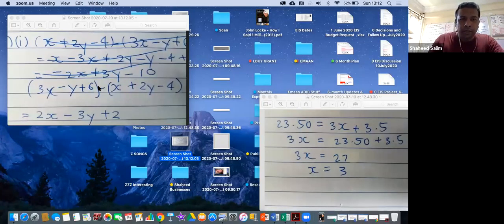Now, look down here on the screen. You see down here there's a minus. Minus and plus, you get minus. 3x minus x is 2x, correct. Then minus times plus, you get minus. Minus y, minus 2y, minus 3y, well done.